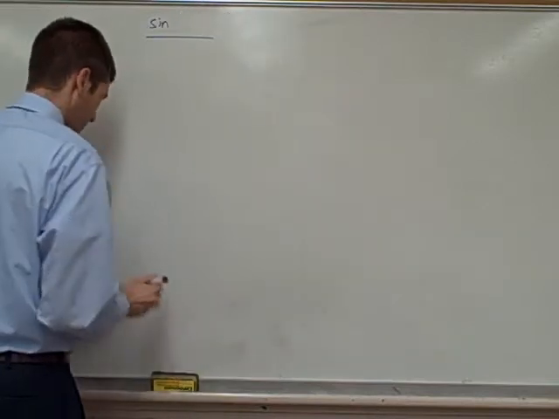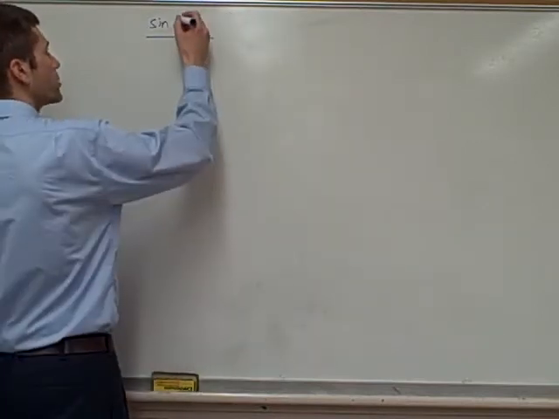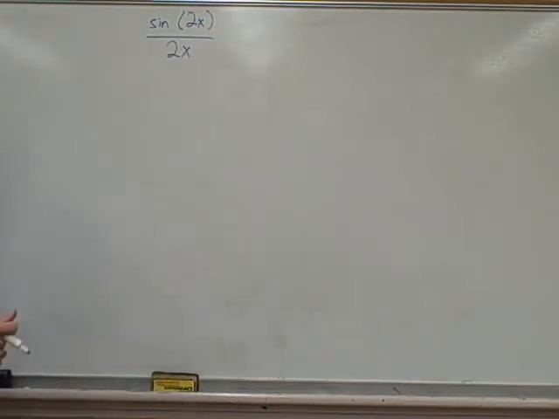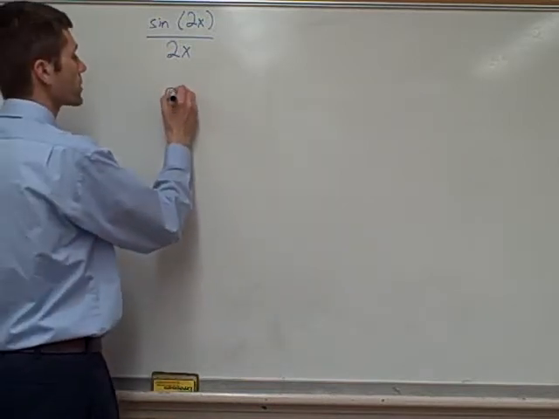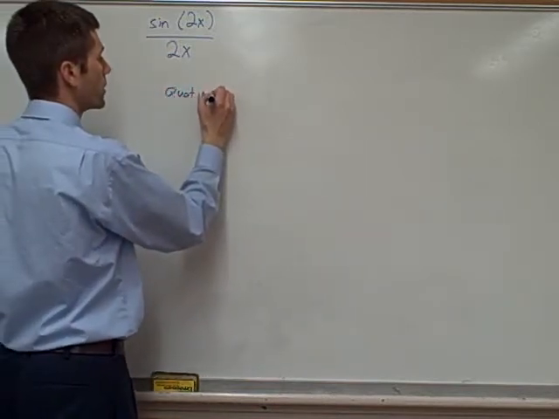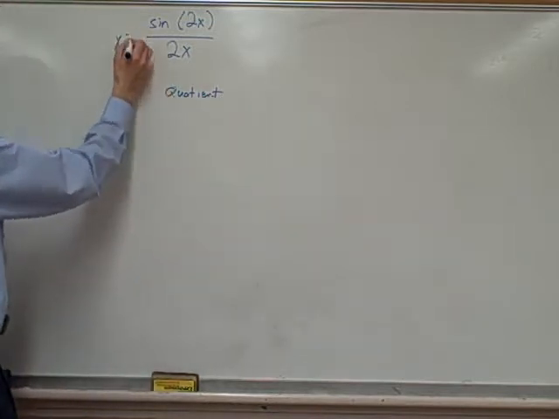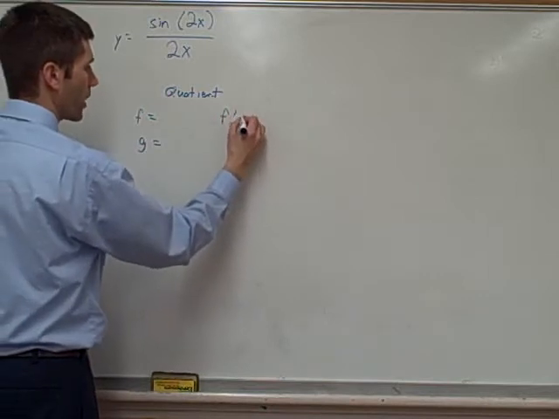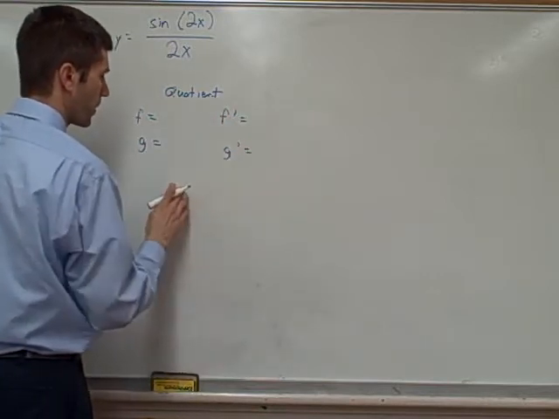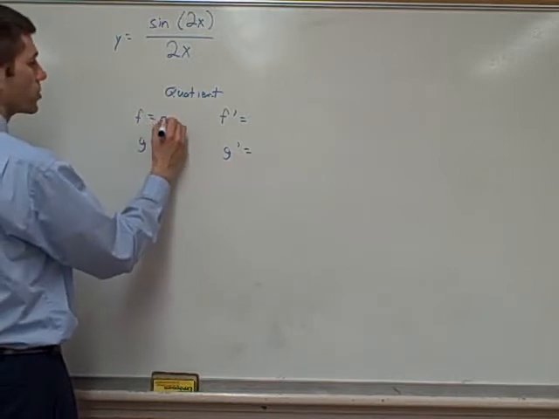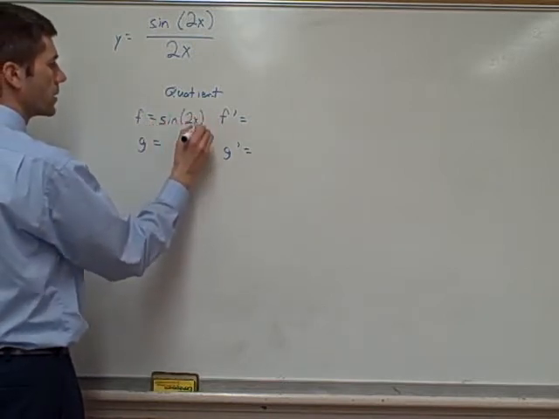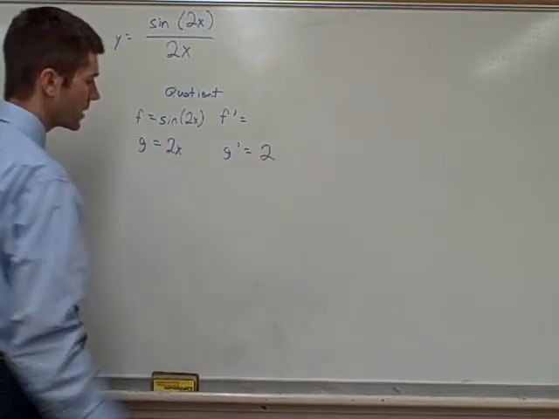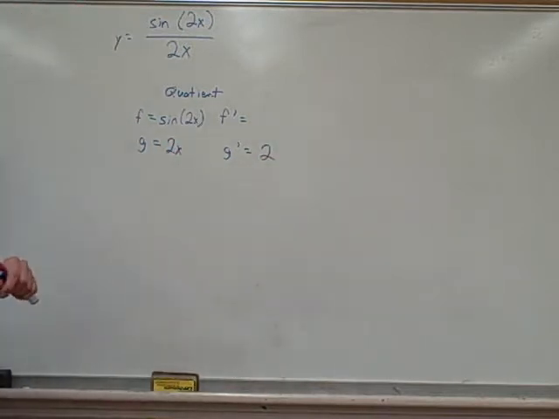So here we go. We have the sine of 2x over 2x, and because it's over, that implies quotient rule. So we're going to start with the quotient. I believe that's equal to y. So let's make it f, g, f prime, and g prime. And f is equal to the numerator, always. g is the denominator. We'll go ahead and do this part. It's easy. And now f prime is going to be a little bit more work.